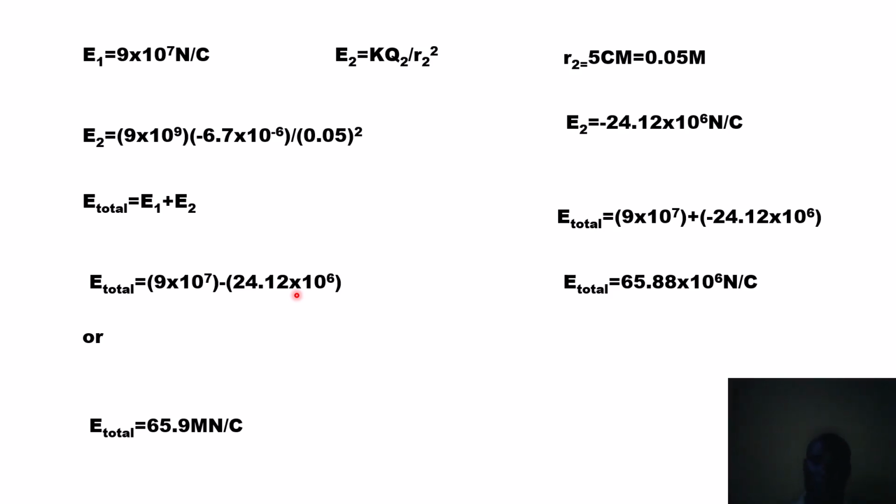or we have 65.9 mega Newton per coulomb, because this one is times 1 million. So instead of using times 1 million, you can use M. You can use this as well. I believe you understand this.